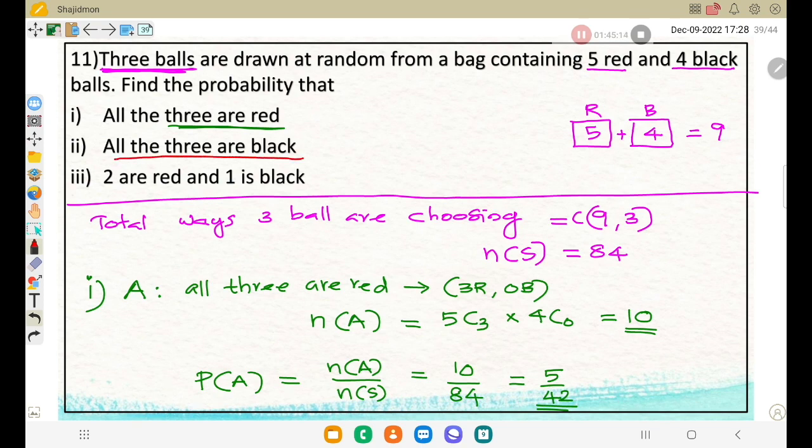All three are black color. What is the probability? 3 balls we have selected, and all 3 are black color balls. That is the second part. So I am taking the event B. What is the event B? All 3 are black. That means 3 black balls, but how many red balls? 0 red balls, nothing.